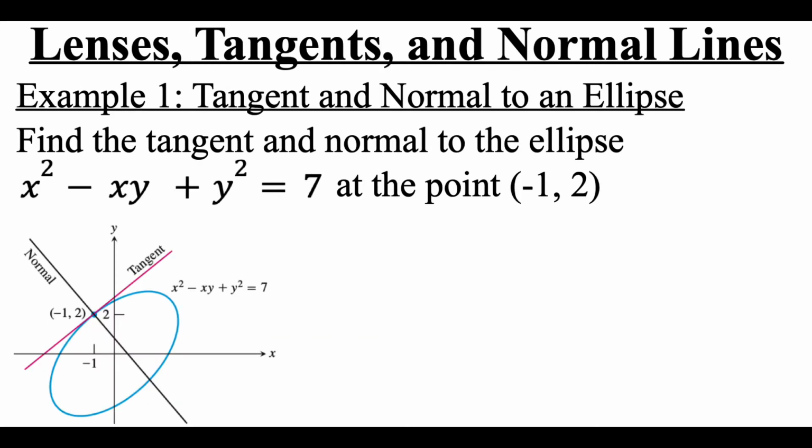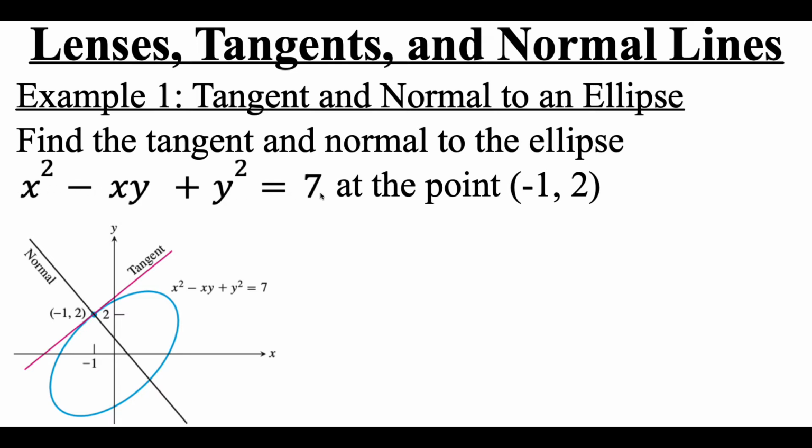So in this example, we're going to look at finding a tangent line and a normal line to an ellipse. So we're going to find the tangent and normal line to the ellipse given by the equation x squared minus xy plus y squared equals 7, specifically at the point -1, 2. So the first thing we're going to have to do is some implicit differentiation.